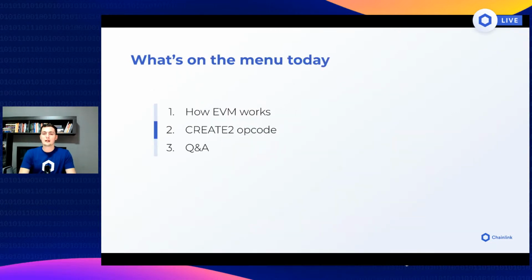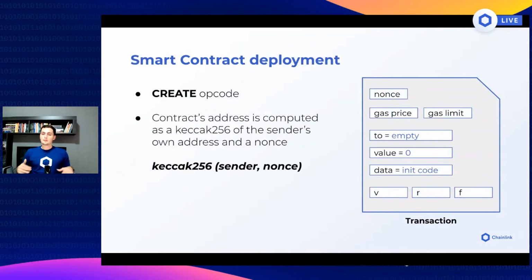Okay, so let's start now with explaining create two opcodes. So these are the opcodes for deployment of smart contracts. Typically, smart contract deployment is handled by the create opcode.